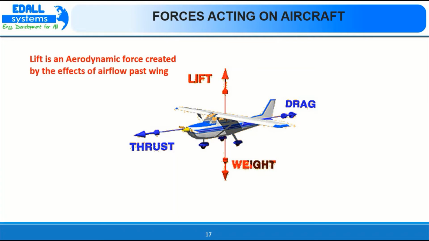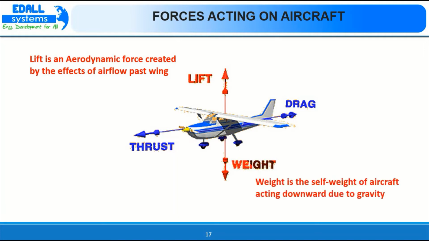So lift is nothing but an aerodynamic force created by the effects of airflow past the wing. So using Bernoulli's principle, lift is generated when the airflow is passed through the wing and the airplane is lifted. Then we have weight. So weight is the self-weight of an aircraft which acts downward due to gravity. So gravity will always be acting on an aircraft. So the aircraft has to reverse this gravity and it has to be lifted. So lift and weight will always act opposite to each other, and when the lift is more than the weight, it will take off.